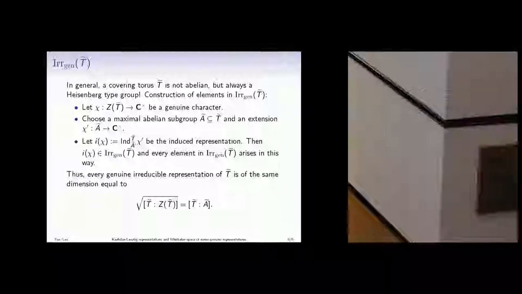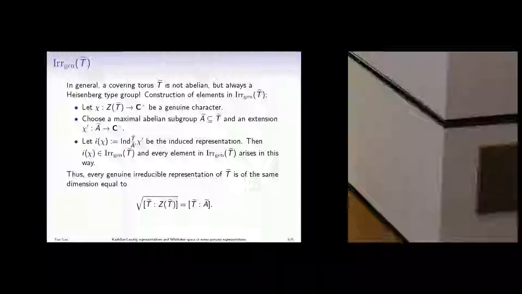Now the first case we should be looking at is this covering torus case. The representation theory of the covering torus is well understood. The construction of any genuine representation there is via this process of Stone-von Neumann. First of all, you pick out a genuine character of the center of this covering torus. What you do now is you choose some maximal Abelian subgroup of your covering torus, then you extend that genuine character. Now you do this induction. We know that this process will give you an irreducible genuine representation. In fact, it is guaranteed that any irreducible genuine representation of this covering torus arises in this fashion. So that justifies, I hope, the symbol we use here.